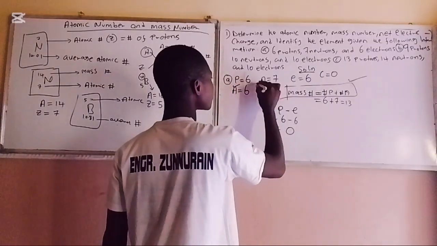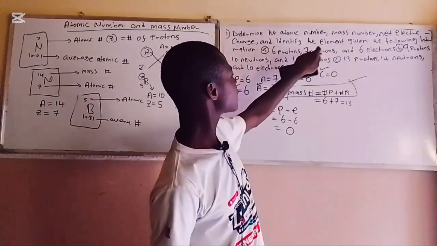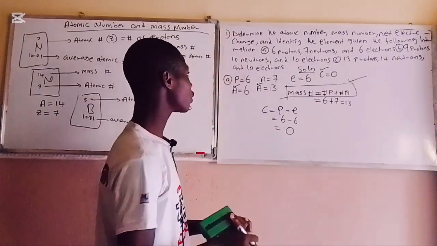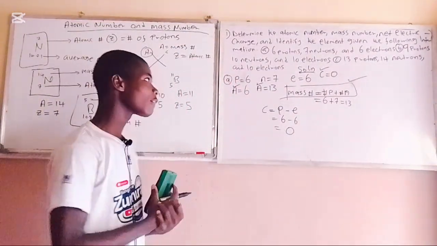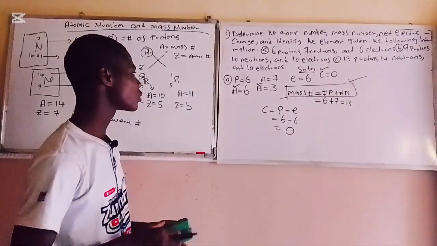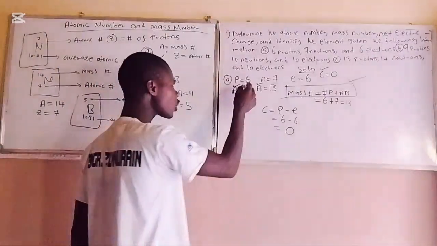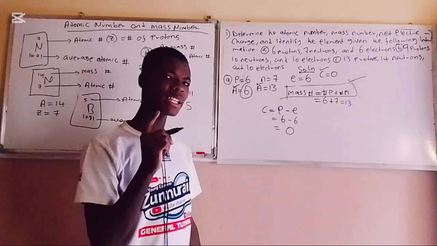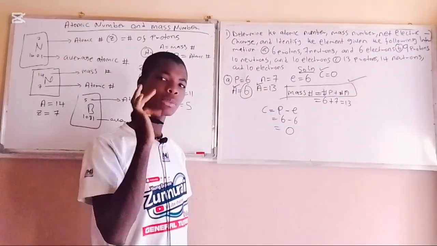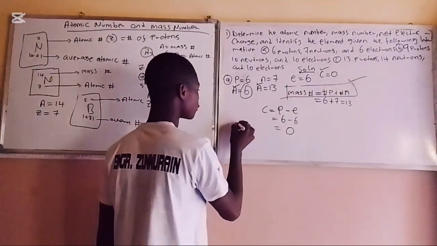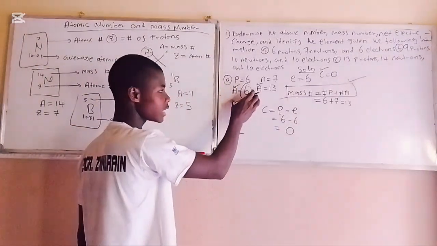So we find this, and also we find this. The next thing: identify the element given the information. If I'm going to find the element, what should I do? I have to take a look at the atomic number, which is 6. What element is 6 in the periodic table? Hydrogen, helium, lithium, beryllium, boron, and carbon. So carbon is number 6.